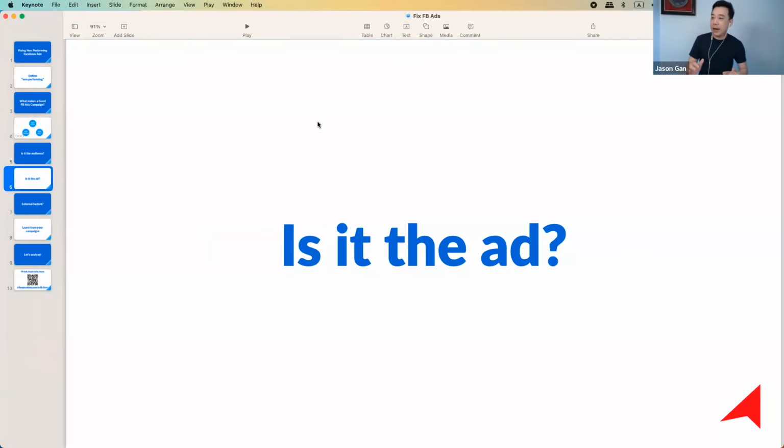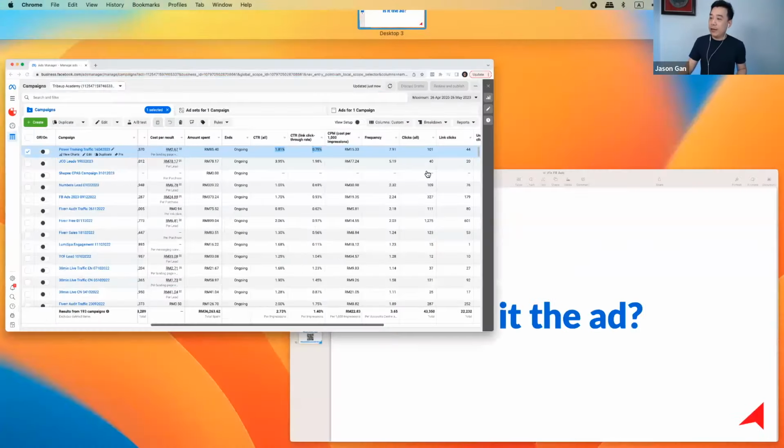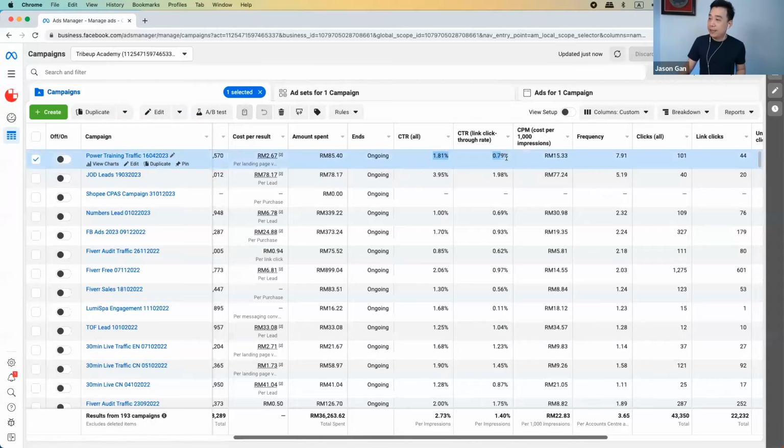Next, we will have another question that we have to answer, which is, is it because of the ad? This is definitely very highly possible, that it could be because of the creative that you're using or the so-called copywriting that you're using. So how do we know if it is because of the ad? The metric that we'll be looking at is the CTR, and there are two sets, CTR all and CTR link click.